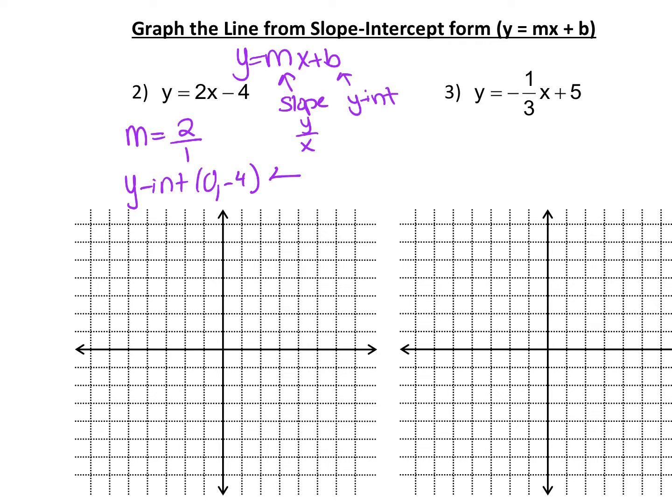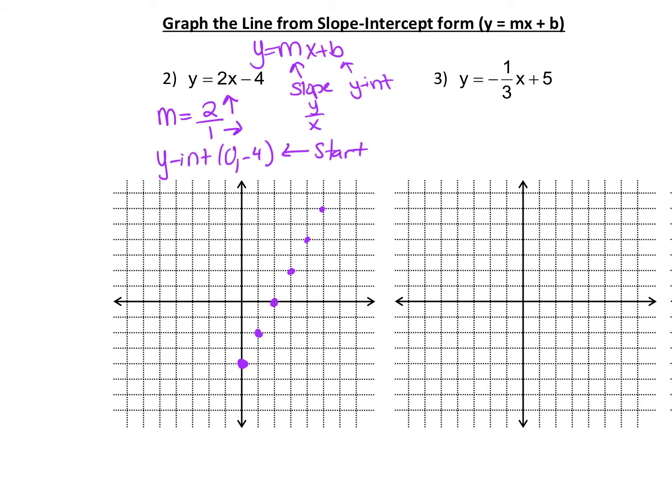So we always start at the y-intercept. So 0, negative 4, plot my point right there. My slope is 2 over 1, meaning I'm going to go up 2, right 1, because positive is up and positive is right. So up 2, right 1, and keep repeating. Now we can always do the reverse slope. I can go negative, negative, so down 2, left 1, down 2, left 1. And then I would connect my points.